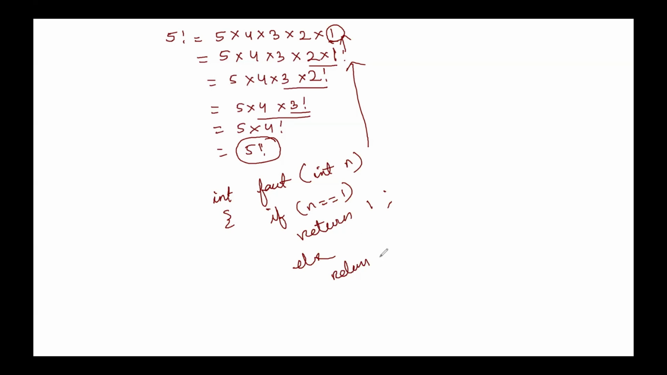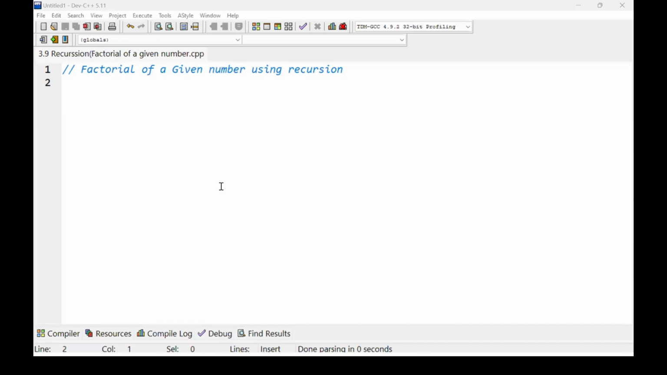So we can write return n into factorial of n minus 1. We can write it in this way. So this is our recursive function for the factorial of a given number. Let us try to do the program, to see whether we are getting the same result or not.